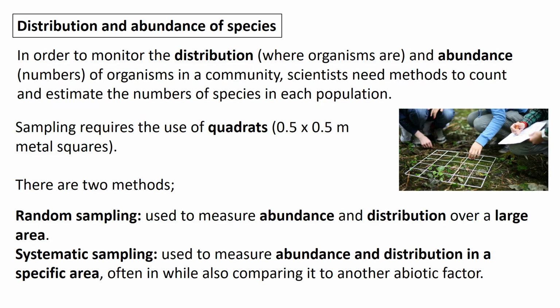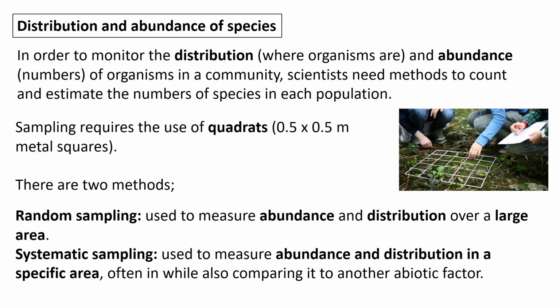So you need to understand how to do this process because it is one of the required practicals. So let's just see what we mean by measuring distribution and abundance of species. In order to monitor the distribution and abundance of organisms in any community, you've got to count and estimate the numbers of species in each population. This is because it's an estimate, because it just would not be practical to go and count every single plant species of a given area, because often you're working with such large areas.